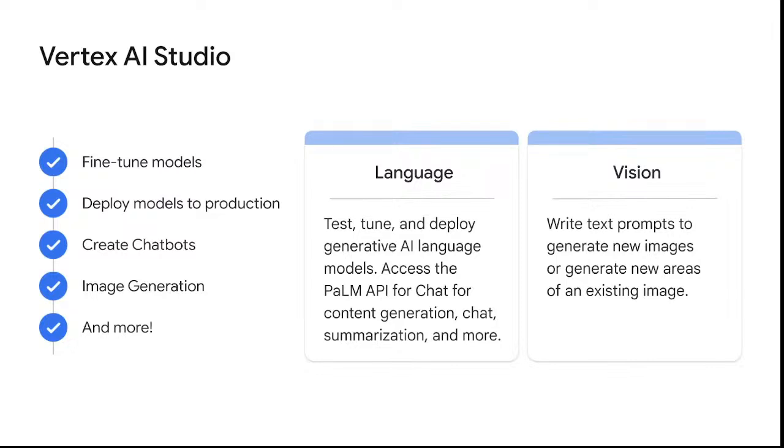Vertex AI Studio helps developers create and deploy generative AI models by providing a variety of tools and resources that make it easy to get started. For example, there is a library of pre-trained models, a tool for fine-tuning models, a tool for deploying models to production, and a community forum for developers to share ideas and collaborate.